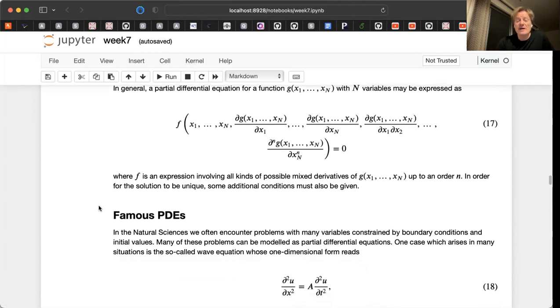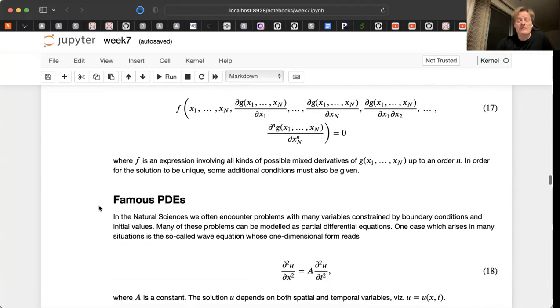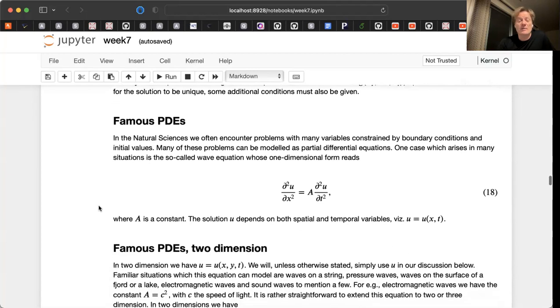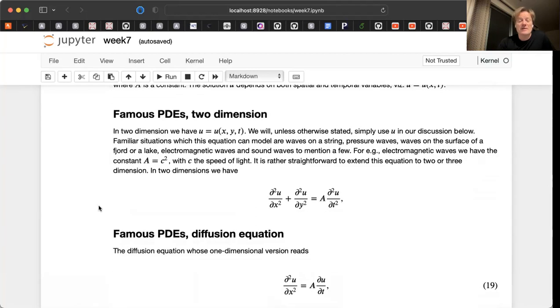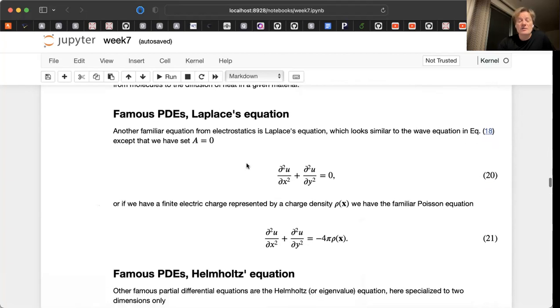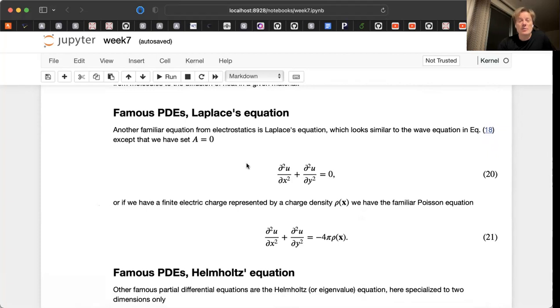In the beginning here, you will find a brief review of some famous partial differential equations, like the wave equation in one dimension, the wave equation in 2 dimensions, and the diffusion equation. What we are going to look at now is the standard way by which we would typically solve the diffusion equation. This is one of the parts of project number 2, if you follow that path, which we are going to outline in the handwritten notes here.